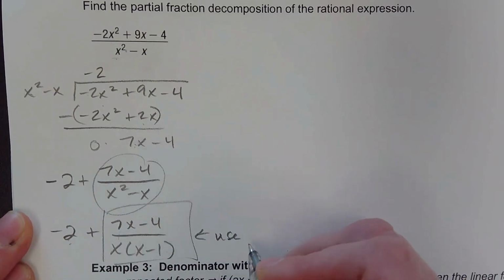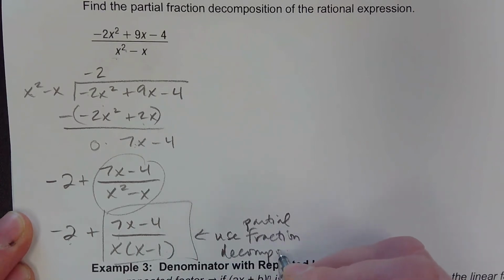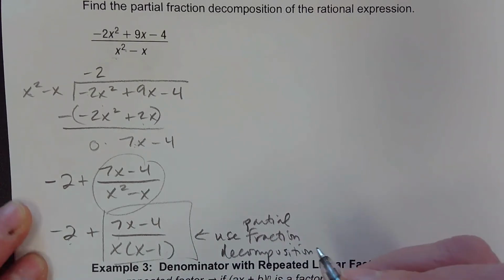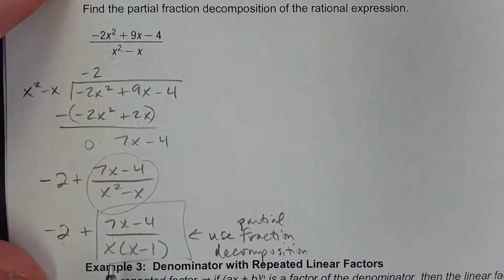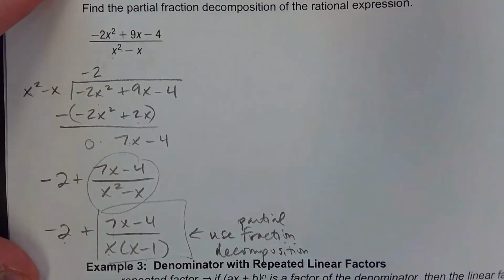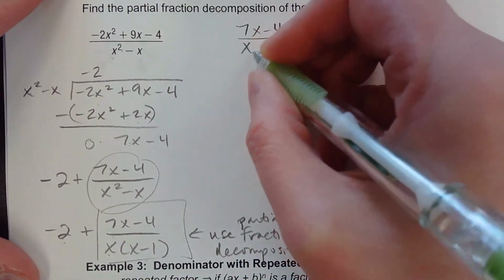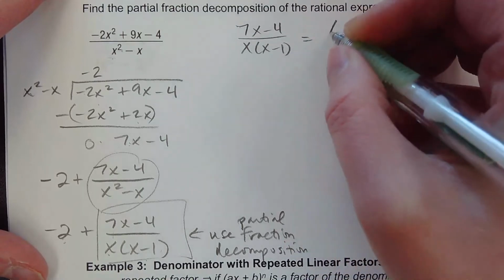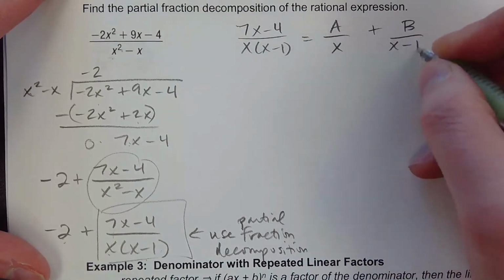So we're going to use our partial fraction decomposition here on this part. So I'm going to kind of ignore the 2 for now. So if I have 7x minus 4, x is a linear factor, x minus 1 is a linear factor. So I want to make this 7x minus 4 over x times x minus 1 equals a over x plus b over x minus 1.